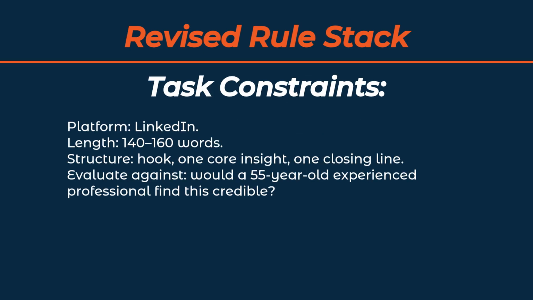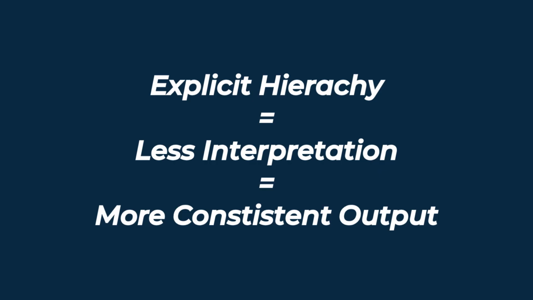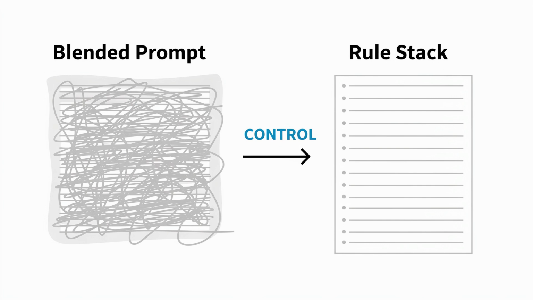format. Next, we have specified the task constraints, including the platform as LinkedIn, with both length and structure defined. Finally, we include the task and show an example of the tone we want. Because the priorities are explicit, the model doesn't have to interpret what to optimize. It's the same topic with a completely different level of control, so your output stability can increase every time.